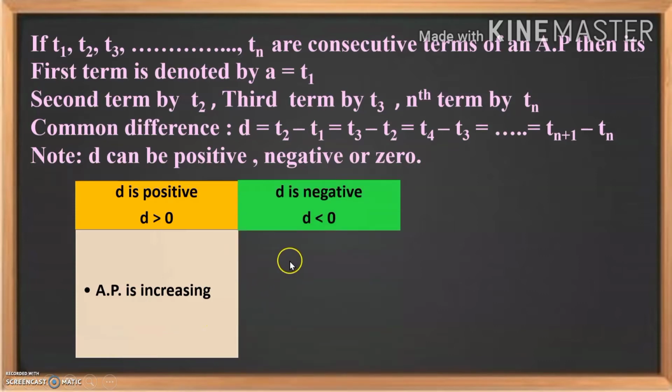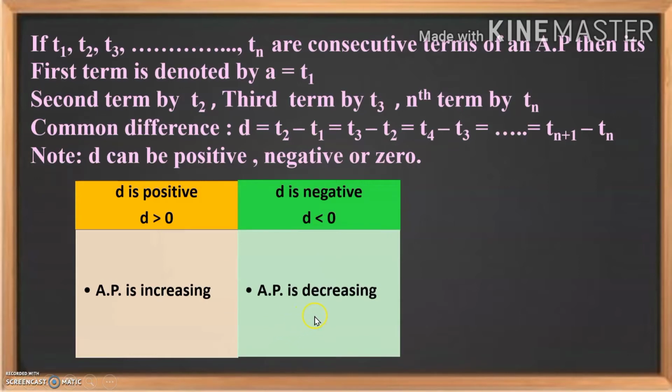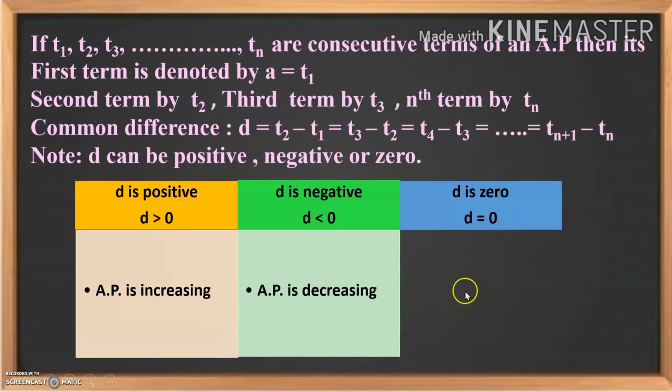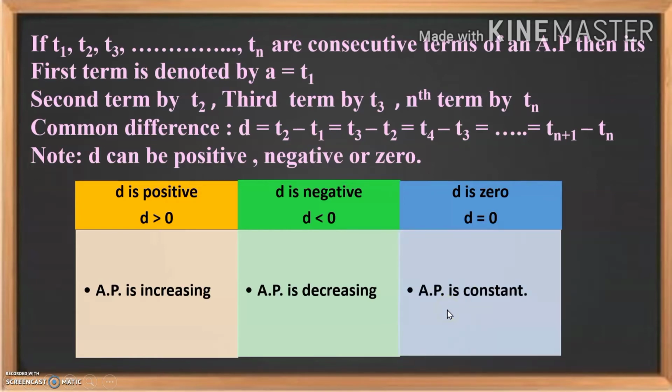If D is negative, or D is less than 0, we see that the AP is decreasing, that is in the descending order. And if D is equal to 0, the AP will be constant. The numbers will remain the same.